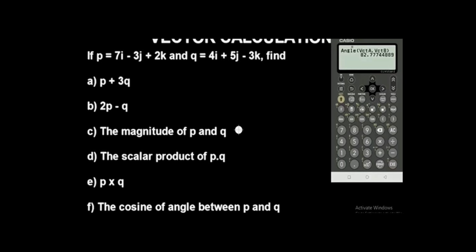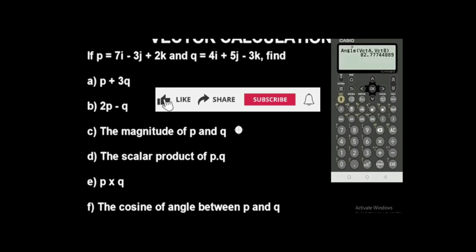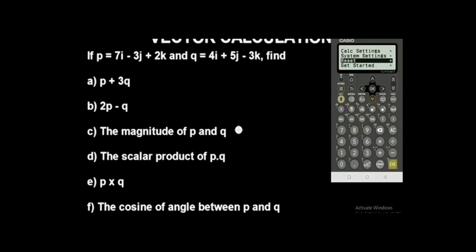So guys, this basically can do problems involving vector calculation using the Casio fx-991CW scientific calculator. It comes from multiple choice questions. Hope you learned something interesting. Don't forget to reset the calculator once you are done. Just press this setting button, follow the instruction, go to reset, execute, initialize, or execute again. So that's it.